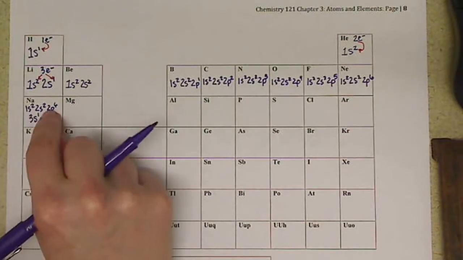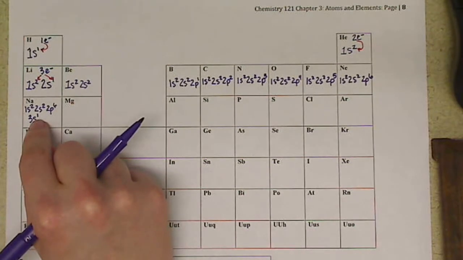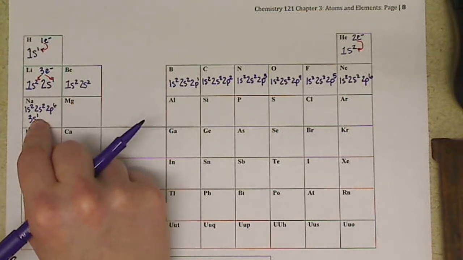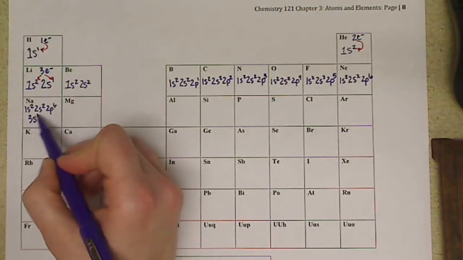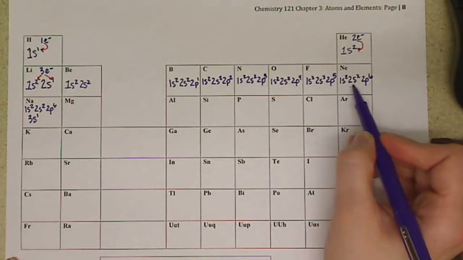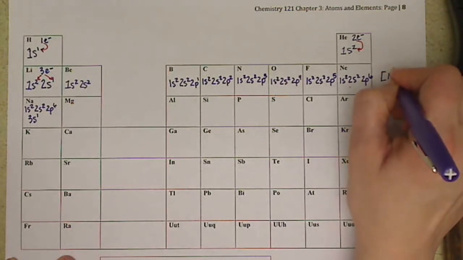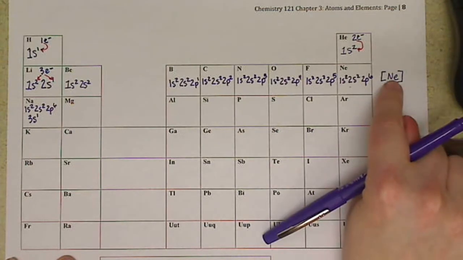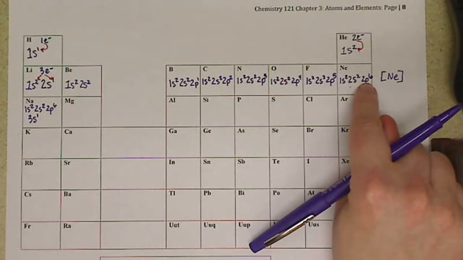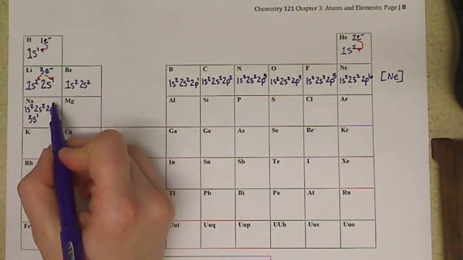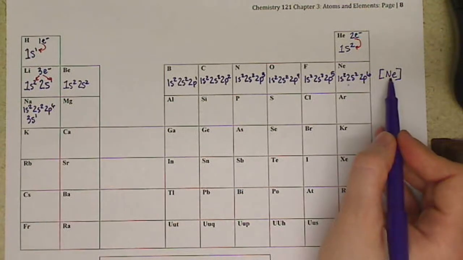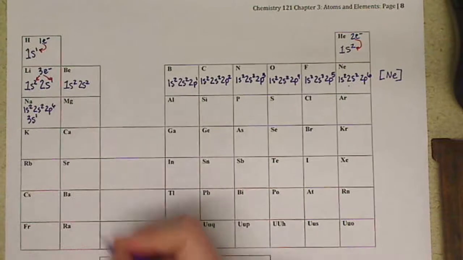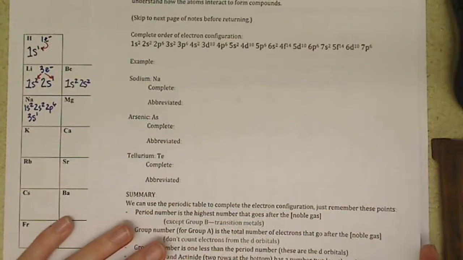So we have a full, complete version here. We also have an abbreviated version. For the abbreviated version, we're going to take all of this other stuff that's represented by neon, and we say, all right, this is now our new starting point. So we put the noble gas in square brackets, and that is our starting point. This means 1s2, 2s2, 2p6. What it allows us to do is take this whole portion here and condense it down to much smaller.